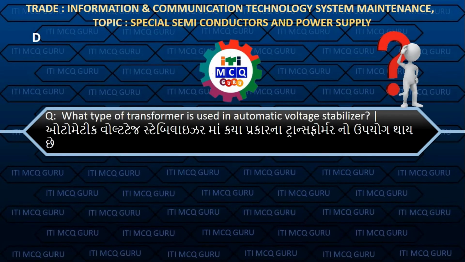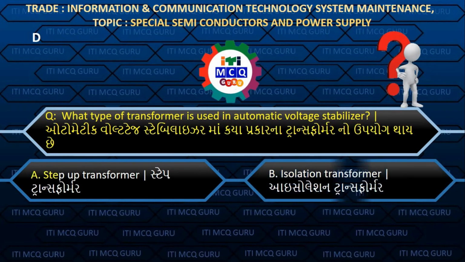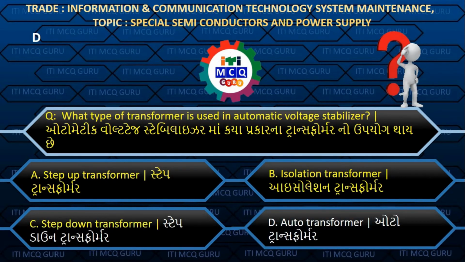What type of transformer is used in automatic voltage stabilizer? ઓટોમેટિક વોલ્ટેજ સ્ટેબિલાઇઝરમાં કયા પ્રકારના ટ્રાન્સફોર્મરનો ઉપયોગ થાય છે? The answer is D. Auto transformer.